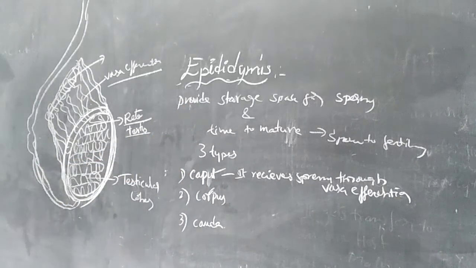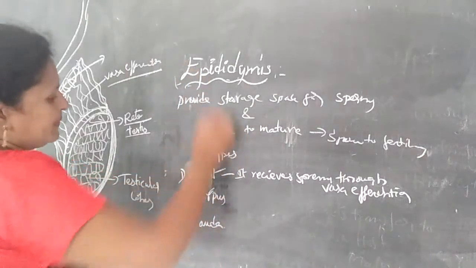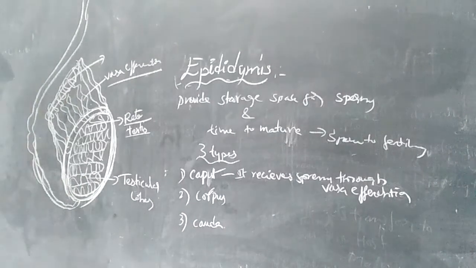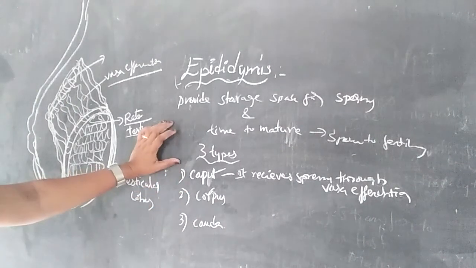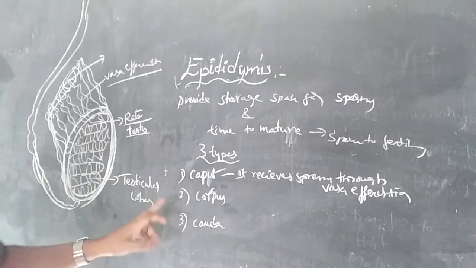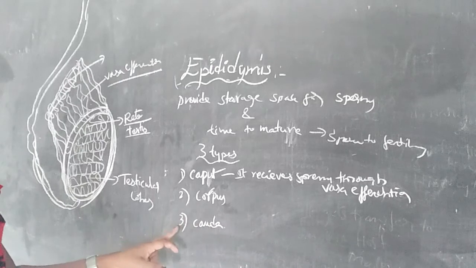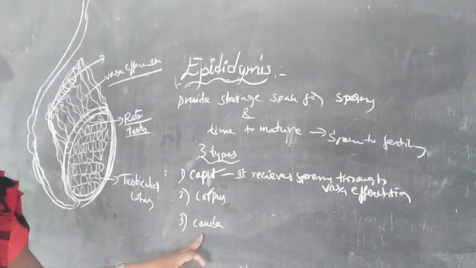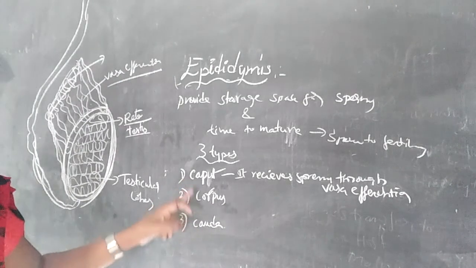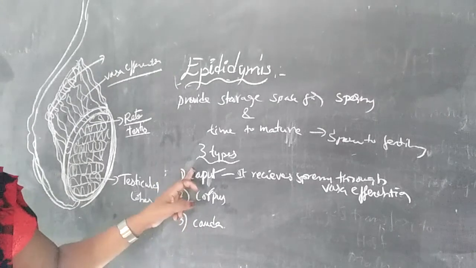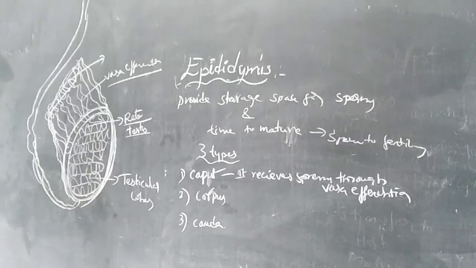Okay, and next, how many types of epididymis are there? Mainly 3 types. The first one is the caput epididymis, the second one is the corpus epididymis, and the third one is the cauda epididymis. Caput, corpus, cauda: mainly 3 types of the epididymis.